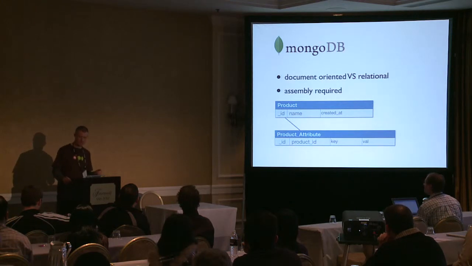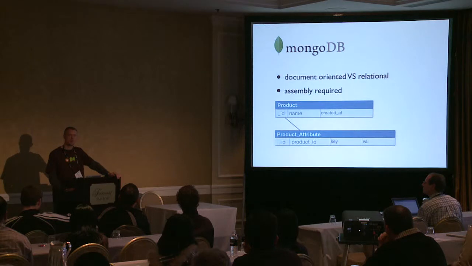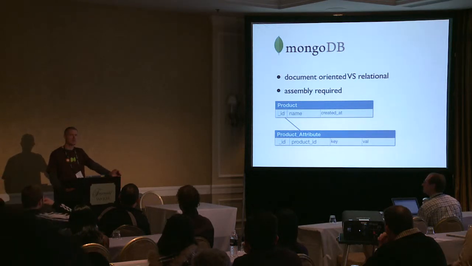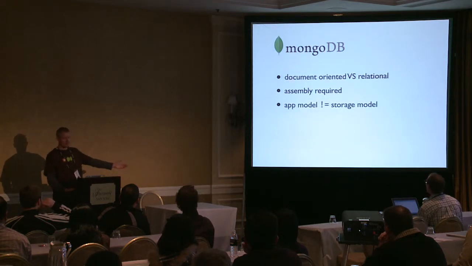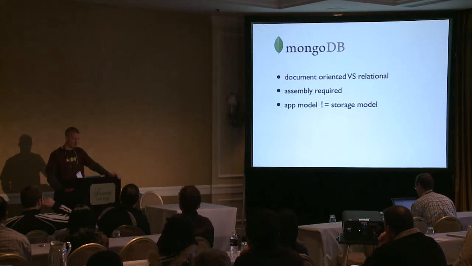The thing to note here is that when you're submitting a query and you're doing a join on rows, it's a different representation of your data. There's some assembly required to then turn these rows back into actual objects that you're going to be using in your application layer. So the bottom line is the app model, the way you're representing your data in your app, is not the same as how you're storing it in the database. It's another mental hurdle to jump through.